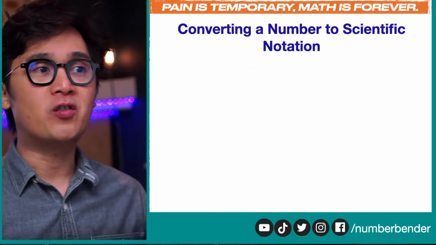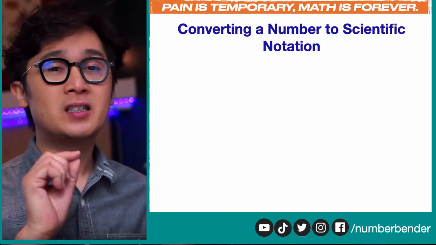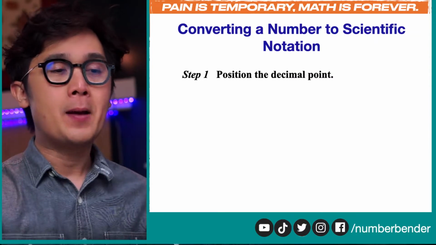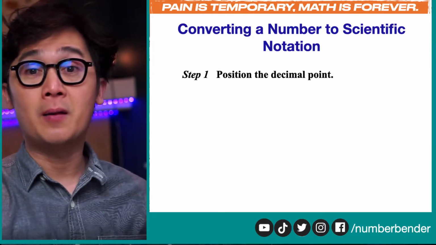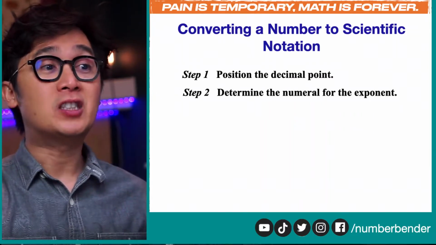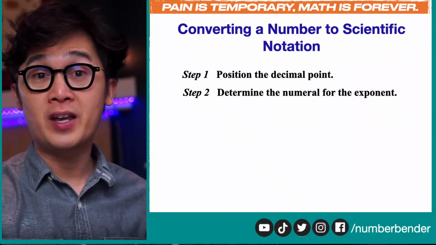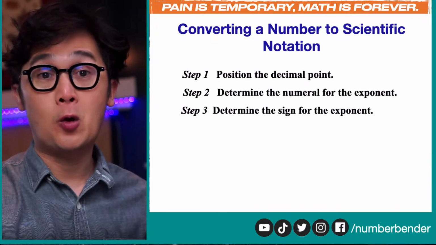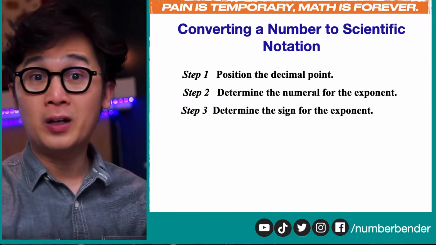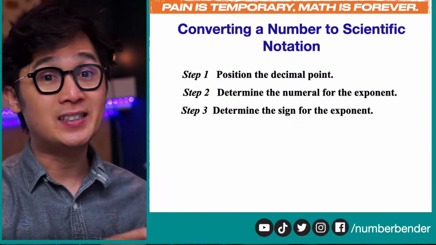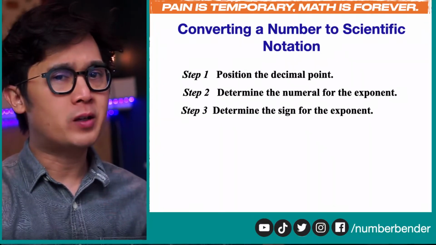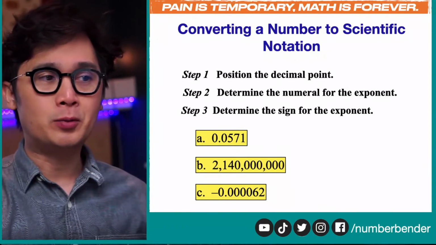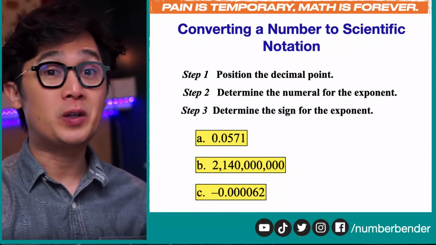So how are we going to convert numbers from standard notation into scientific notation? Step 1, position the decimal point. Step 2, determine the numeral for the exponent. And step 3, determine the sign of the exponent. A very large number will have a positive exponent in scientific notation, and a very small number will have a negative exponent. So let's take these examples and change them into scientific form.